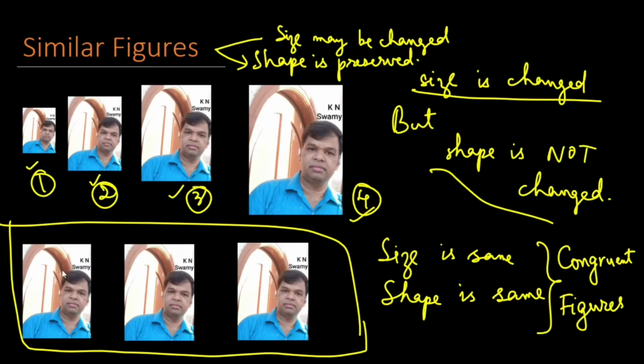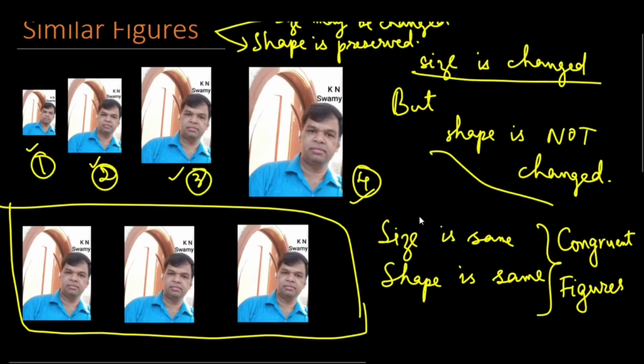These congruent figures are also similar figures. Similar figures are not necessarily congruent, but all congruent figures are also similar figures. Then how do we produce similar figures? How do we generate similar figures?